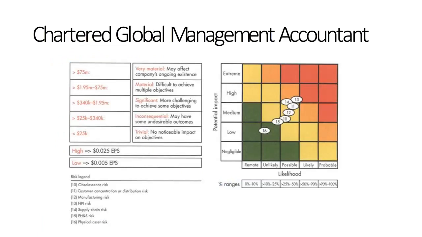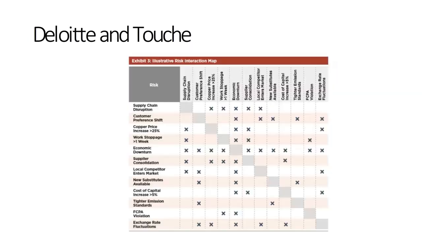Chartered Global Management Accountant offers a pretty standard heat map example. Notice the scales described at the left and the risk legend at the bottom left. This is an example that shows risks identified and plotted on the map.